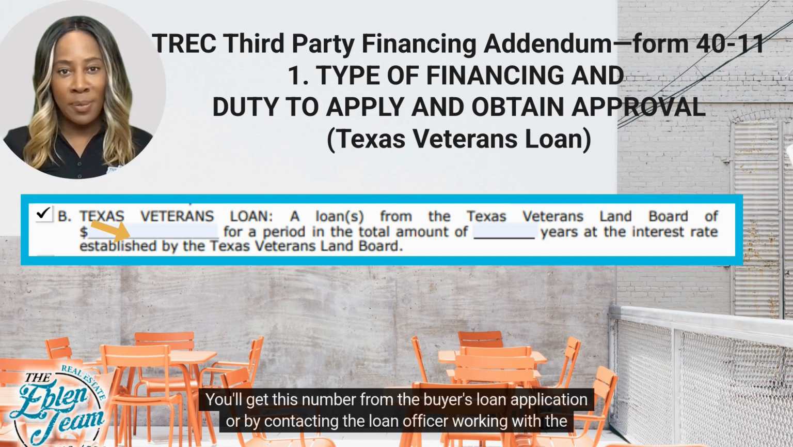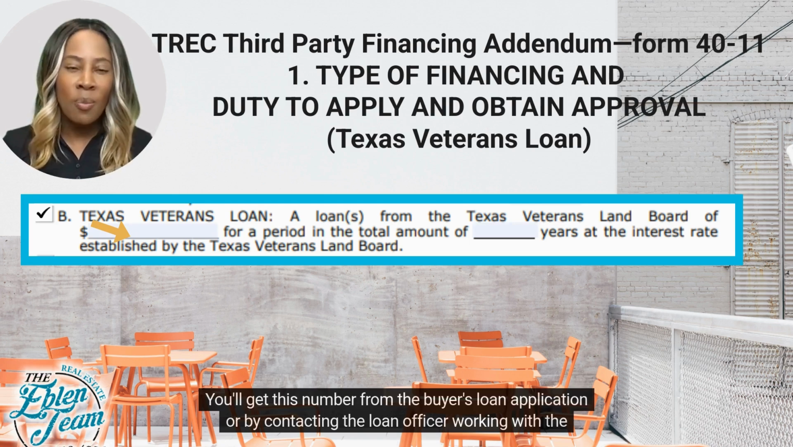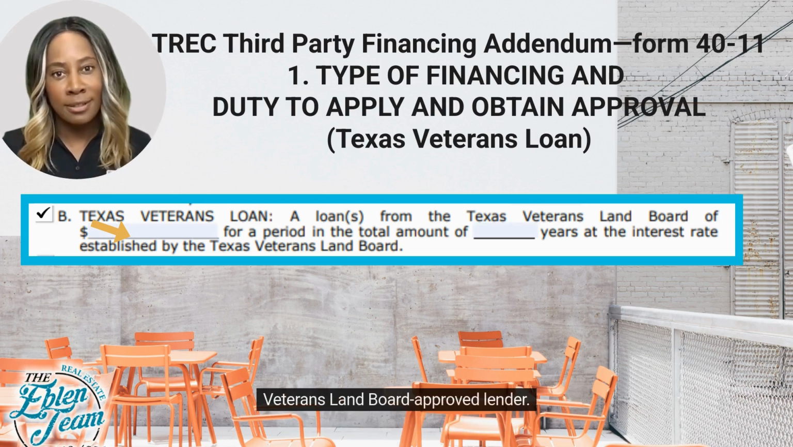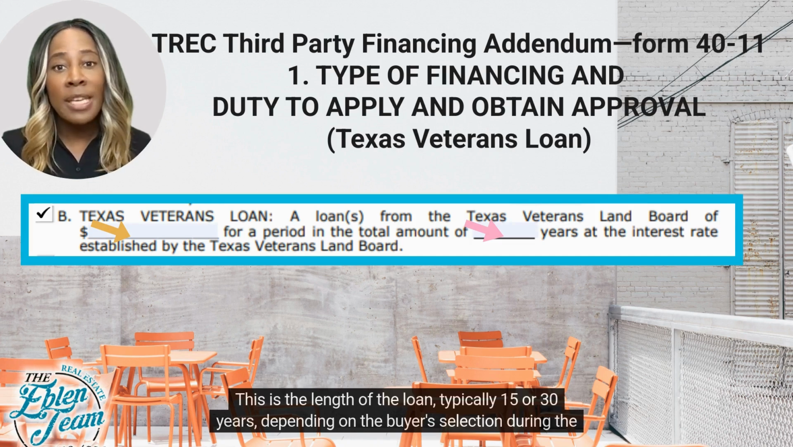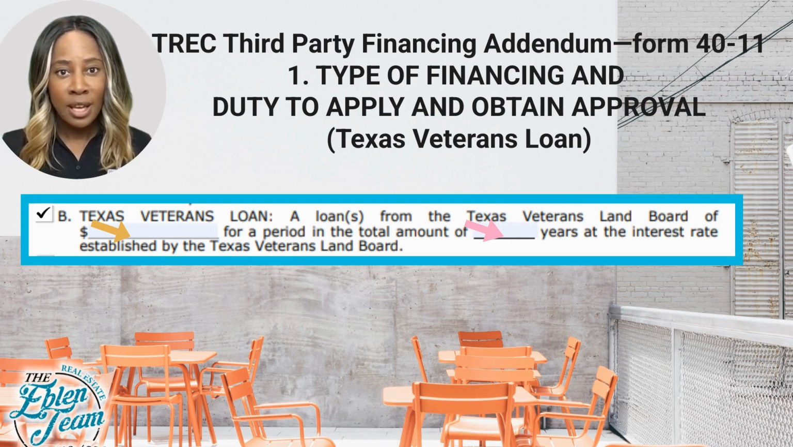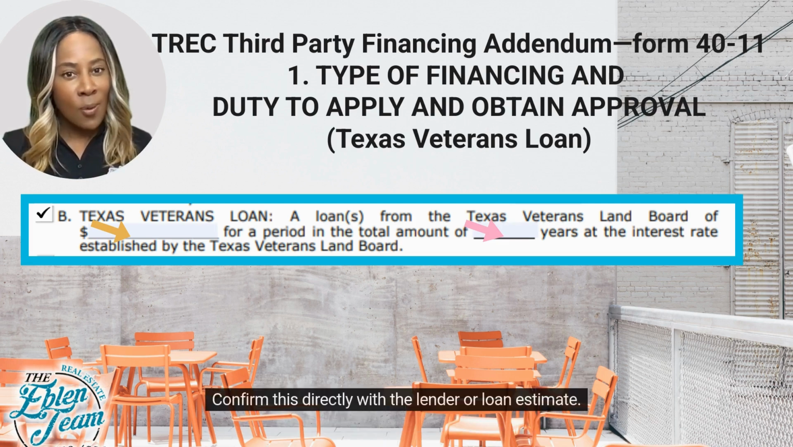You'll get this number from the buyer's loan application or by contacting the loan officer working with the Veterans Land Board approved lender. Loan term. This is the length of the loan, typically 15 or 30 years, depending on the buyer's selection during the loan application. Confirm this directly with the lender or loan estimate.